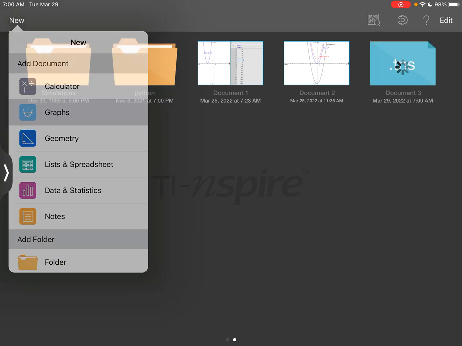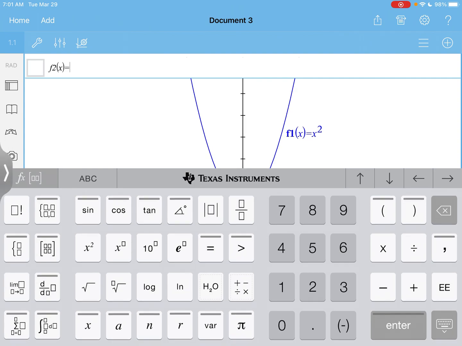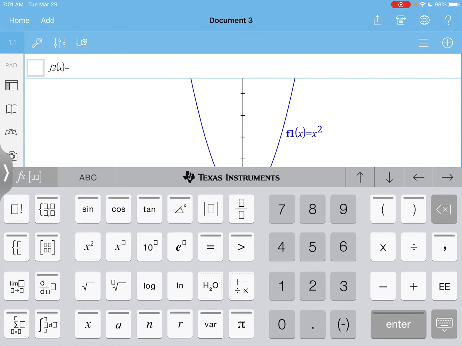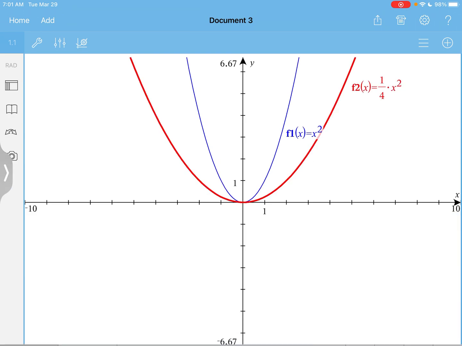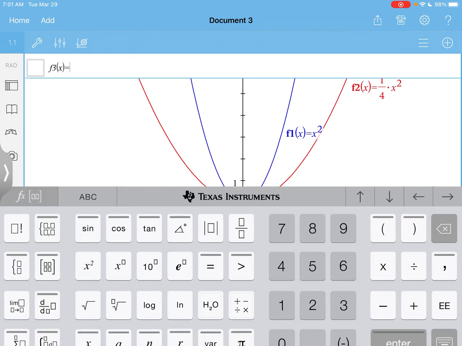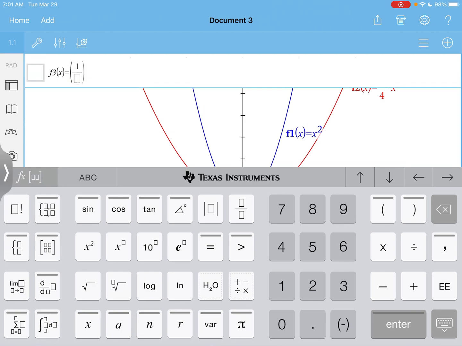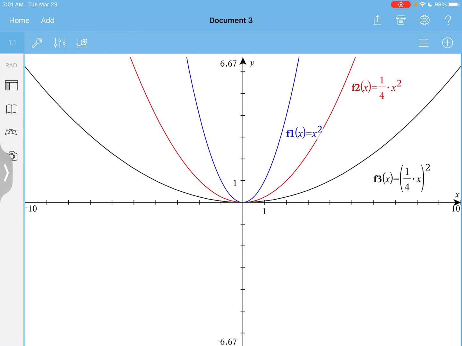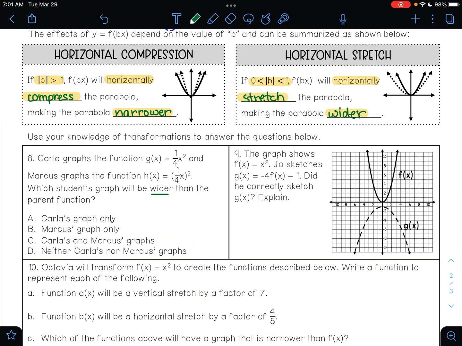So let's start with our parent function in y1. That way we know this is our parent function. So I hit tab. I'm going to type in Carla's graph first, which is 1/4 x squared. So hers is wider. So I'm going to hit tab, and now I'm going to type in Marcus's graph. So parentheses 1/4 x and the squared on the outside. His is also wider. So they're actually both wider than the parent function, so it's going to be C.